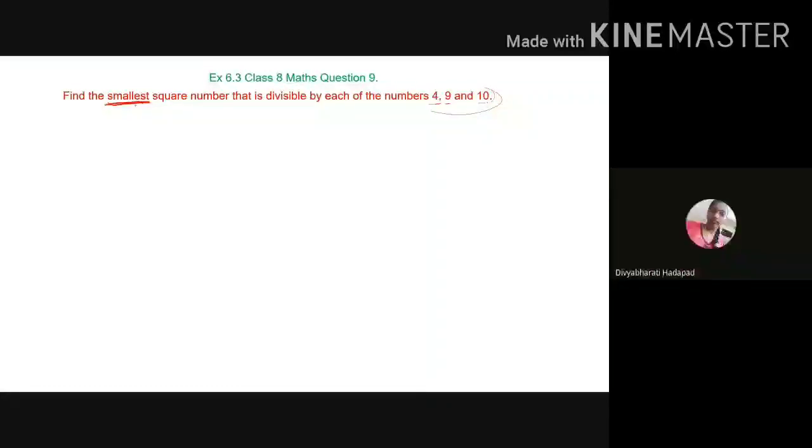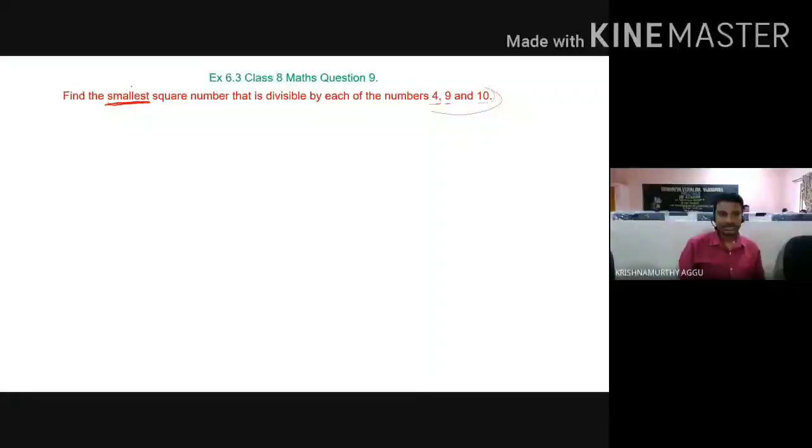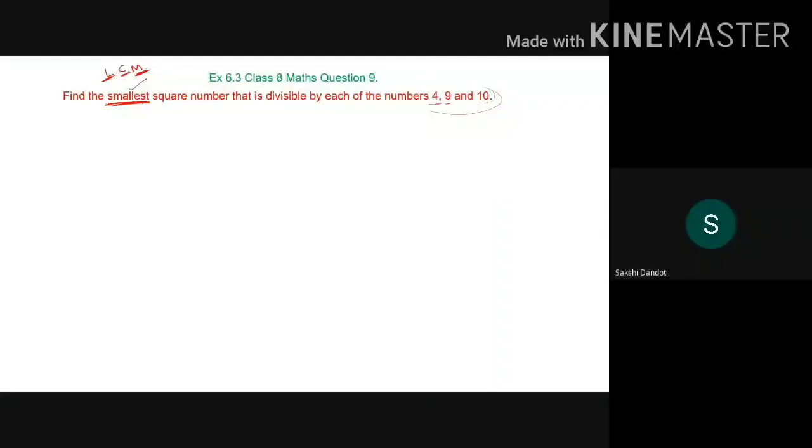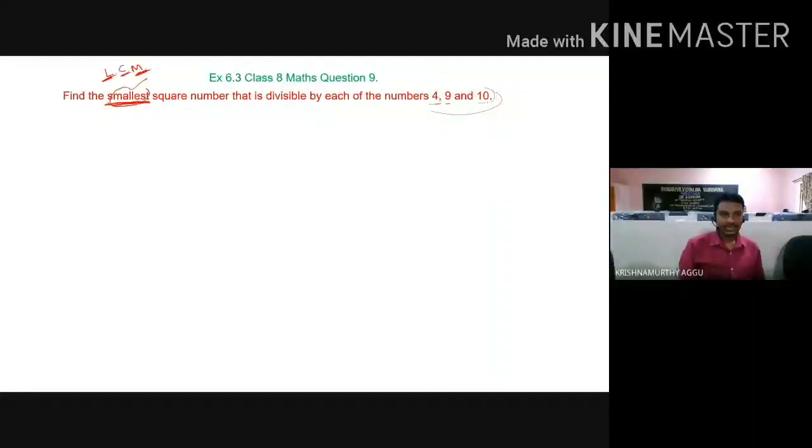Smallest. Okay. So here, by using this word, you should get the idea of LCM. L for least, common multiple. Least common multiple. Based on this word, you should get the idea of finding the LCM of 4, 9, 10. So we should proceed with the solution like this.